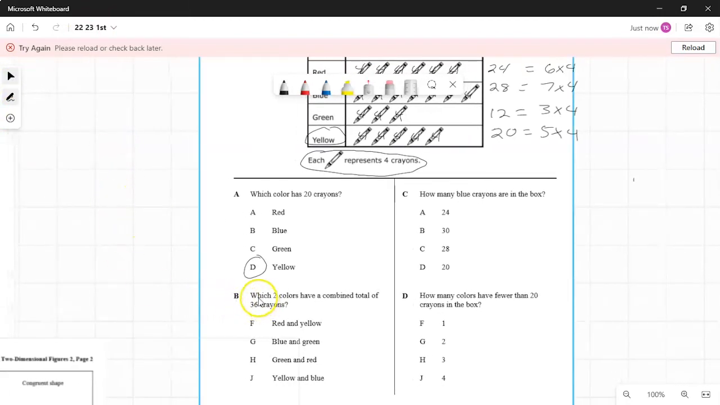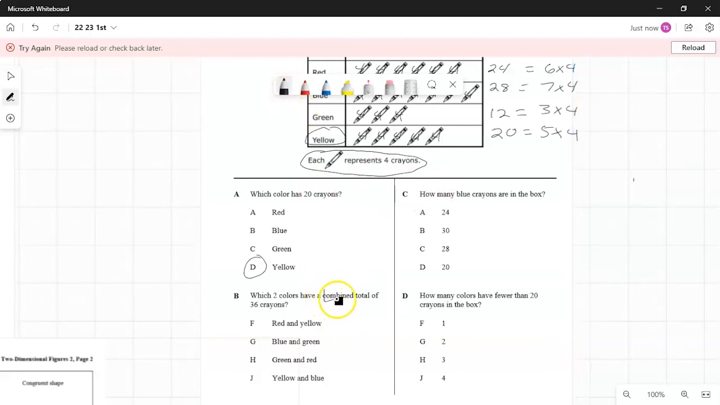Okay, and this one says, which two colors have a combined total of 36 crayons? So which two colors have a combined total of 36 crayons? So I see the word combine, and that means I'm going to have to do some adding here. So I've got to pick two colors that have a combined total of 36 crayons. So basically I need to add up all my answer choices and see which one equals 36.